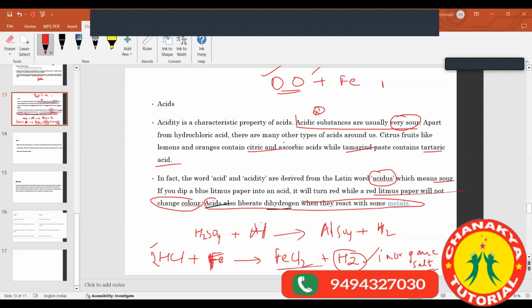Ma'am, so it's like a salt. Hydrochloric acid also has a chloride, right? But why is it an acid? I did a mistake here. One second, Rishit, I'll come back to your question.